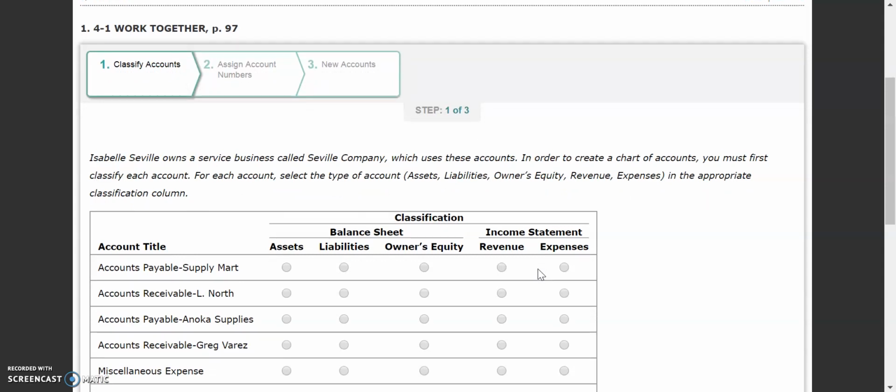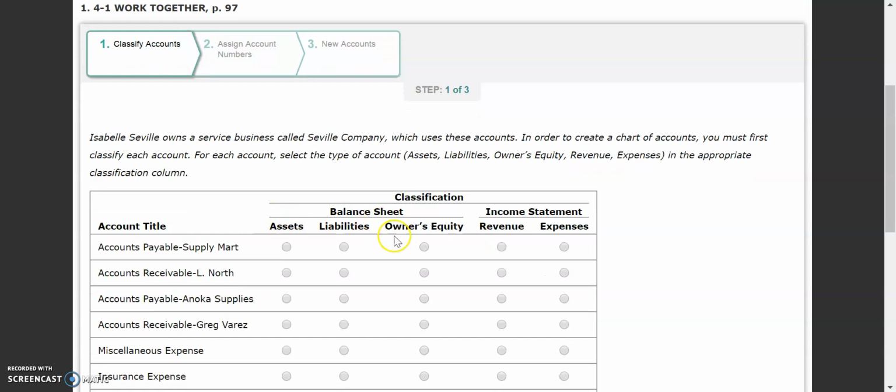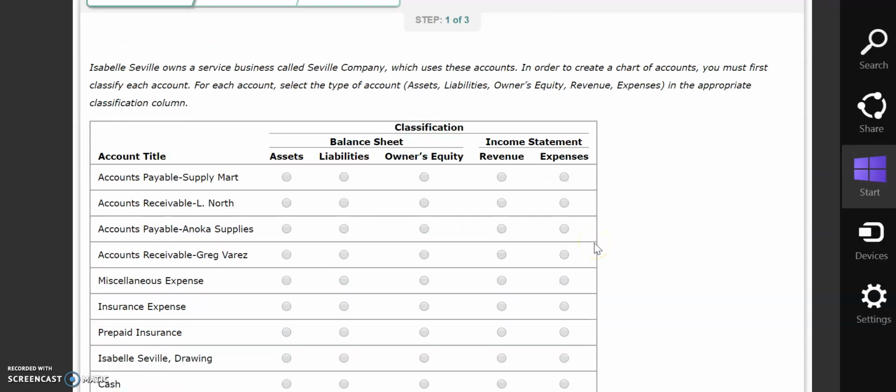So this is actually a pretty good review for us from Chapter 2 of remembering what type of accounts go in which way. So you can see we have our 3 balance sheet accounts, assets, liabilities, and owner's equity, and then we have our 2 income statement accounts, which are revenue and expenses. So our first one we're going to see is accounts payable. Remember that anytime we see a payable, that means that we have a liability, so we're just going to click that.